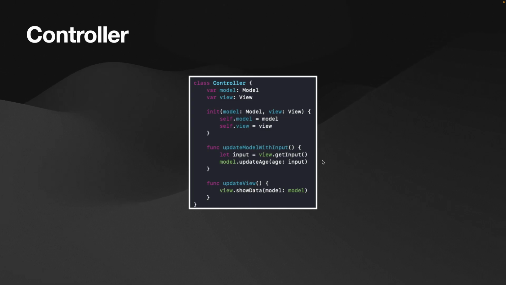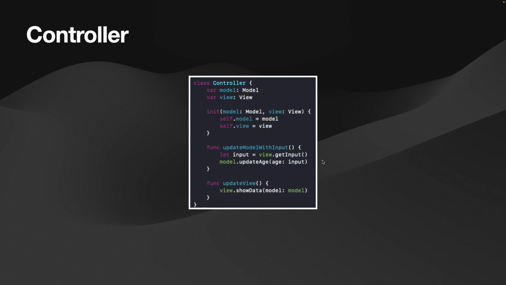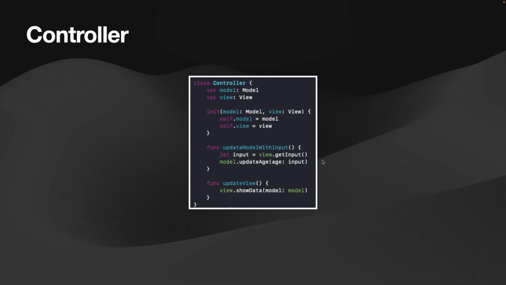Overall, you can pause the video or go back to take a look at the previous two examples, the model and the view. Basically, we put all that code together. The controller is responsible for coordinating the actions between the model and the view. When a controller receives user input, it updates the model accordingly, and then updates the view to reflect the changes in the model.